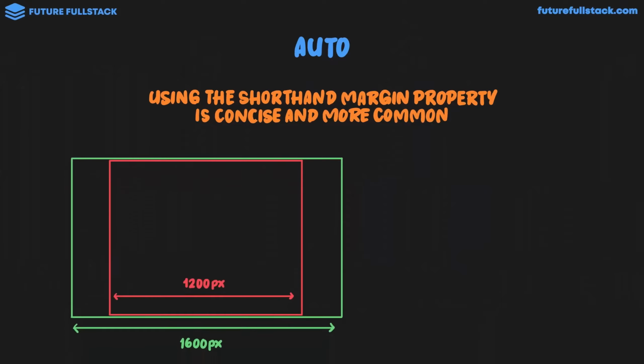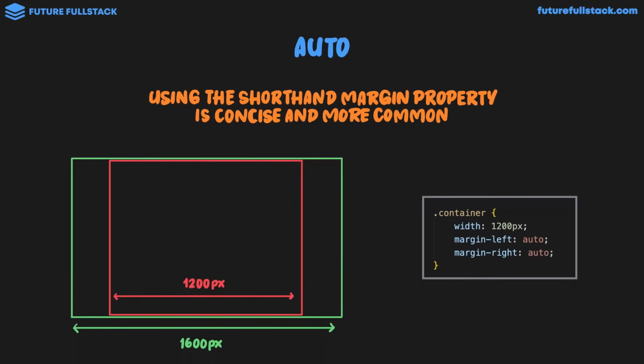So this is the setup we have, and this is the code we looked at before. Now, instead of applying margin left and margin right as two separate properties, it's more common to do this, applying a margin of 0 for top and bottom and auto left and right. This is the exact same as applying auto to margin left and right.